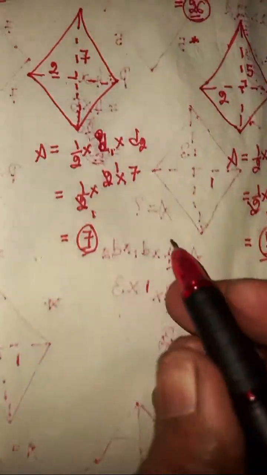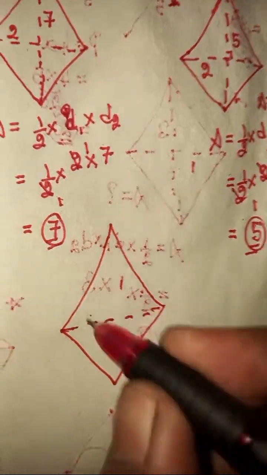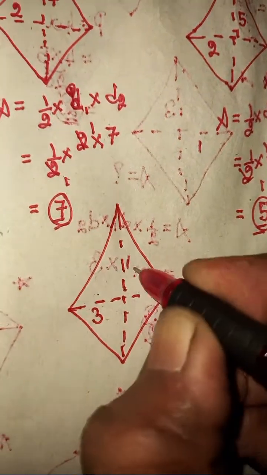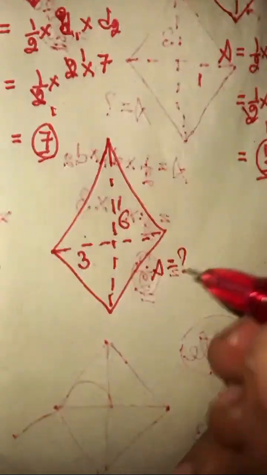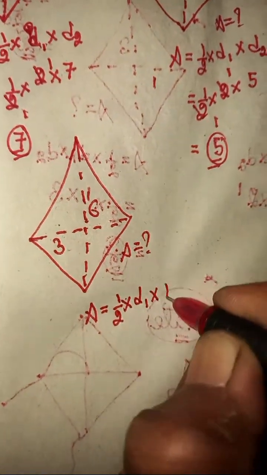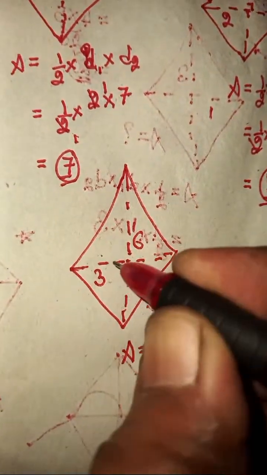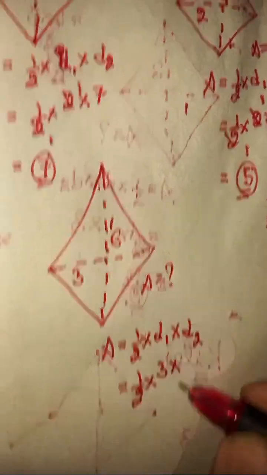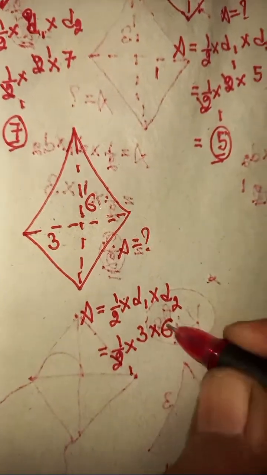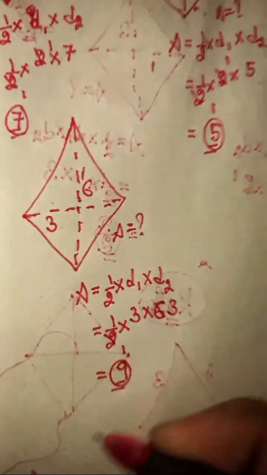Let's take another kite. In this kite they have given this diagonal is 3 units and another diagonal which is 6 units. Now find out what's the area. Here also same thing. Area is half times of diagonal 1 times of diagonal 2. So it is half times of this is one diagonal which is 3 units, times of this is another diagonal which is 6 units. You can divide this 2 one times, 2 three times, 6. 3 times of 3 is 9 square units.